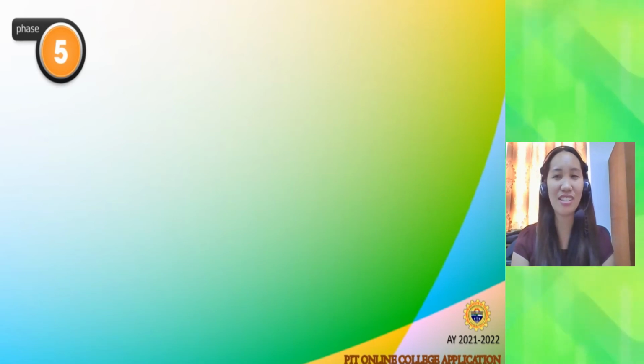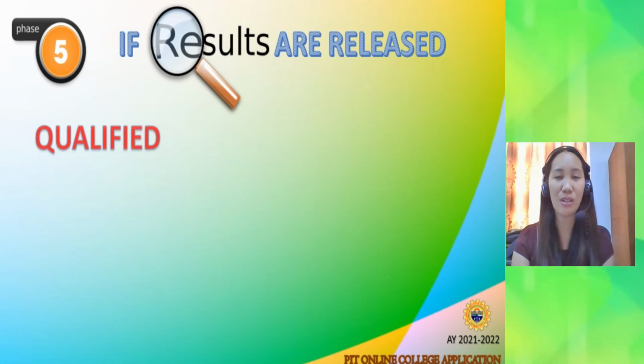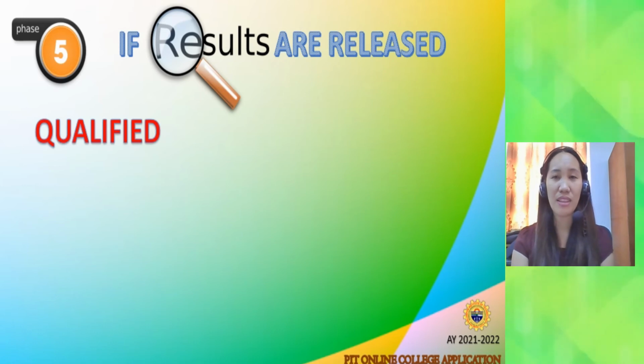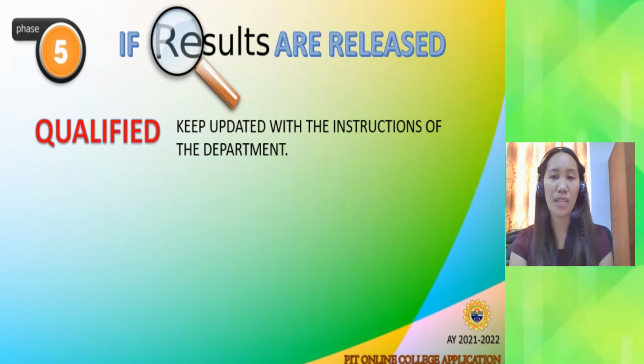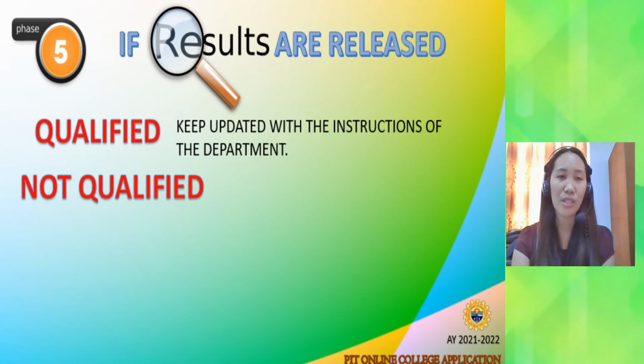Okay, so if results are out, you will be tagged as either of the following: qualified. So qualified means that you passed the admission, the department accepted your application, and that you're ready for enrollment. So just keep updated with the instructions of the department. Not qualified means that the department did not accept your application. So you may request us, the guidance office, to endorse you to your second choice or to other programs that you are qualified for.